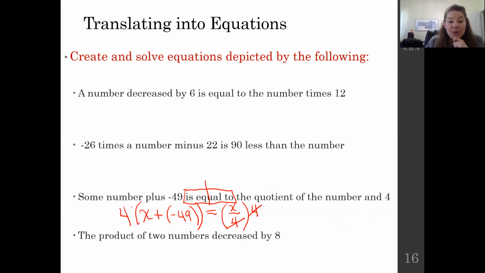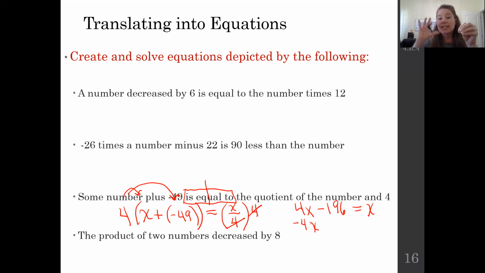So now I have parentheses, so I'm going to use the distributive property. So 4 times x is 4x. And 4 times negative 49 equals negative 196. Or plus negative 196, same thing, is equal to x. All right, so now I want my x's on the opposite side of my number. So either I can add 196 to both sides, but then I'm still going to have an x over here, right? So I'm just going to get rid of this positive 4x. It's not the smallest, but in this situation, we want the x on one side and the other number on the other side by itself.